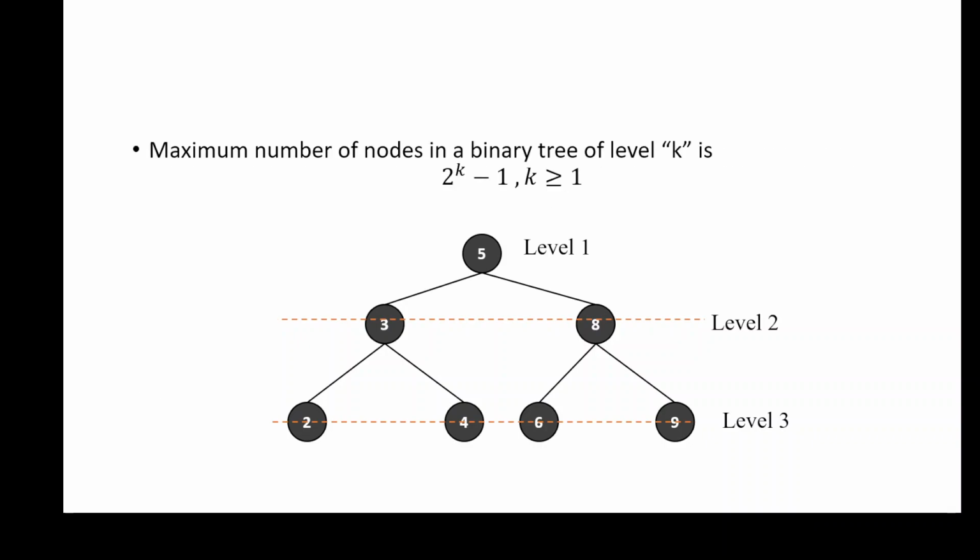Now, the maximum number of nodes in a binary tree of level k is given as 2 to the power k minus 1, where k is greater than or equal to 1. So, in this particular example, we see that this is a binary tree of level 3. Maximum level is 3. So, a binary tree of level 3 will have a maximum number of nodes as 2 to the power 3 minus 1, which is equal to 8 minus 1, which is equal to 7.